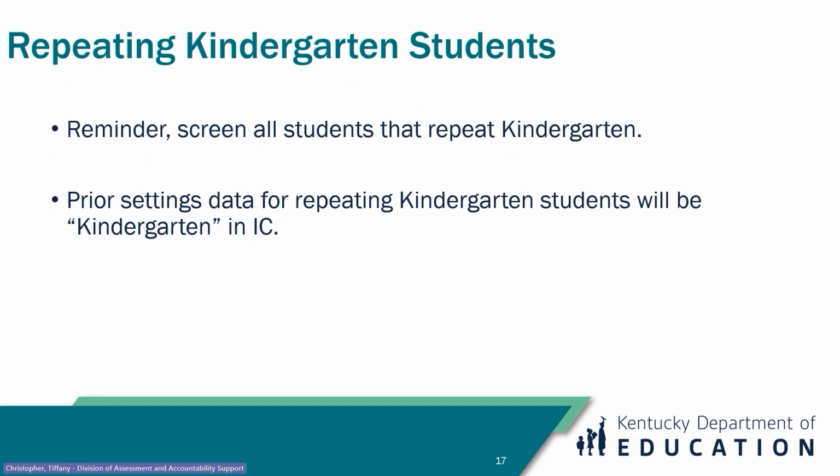Continuing from previous years, repeating kindergarten students will be screened again, just as all other students. Their prior settings data will be recorded as kindergarten in IC. Repeating kindergarten students will ultimately have 2 entries for prior settings, one for last year and one marked kindergarten for this school year.